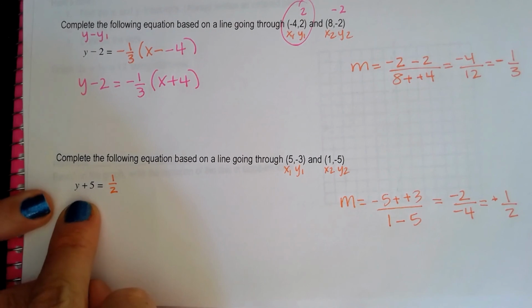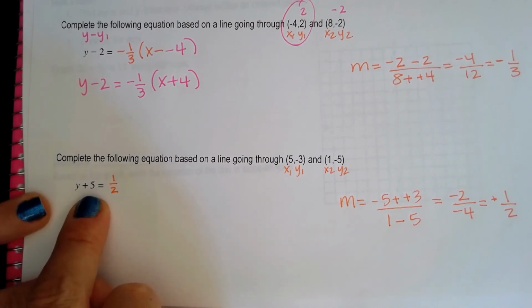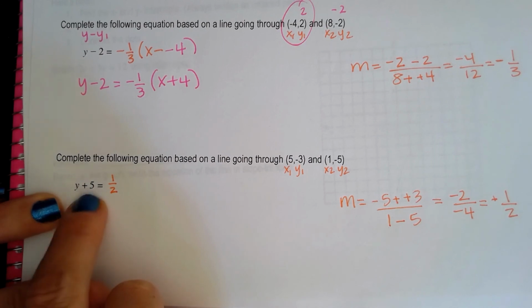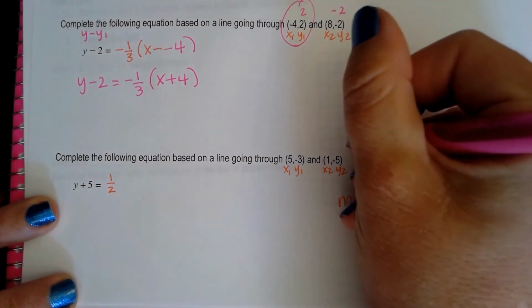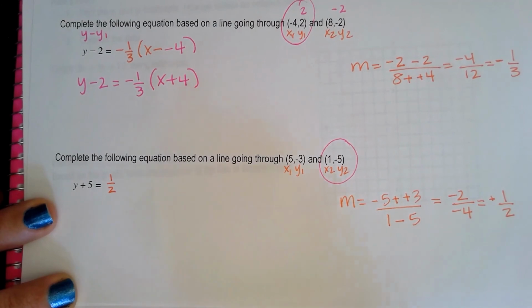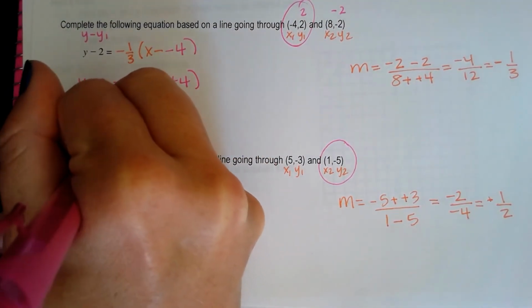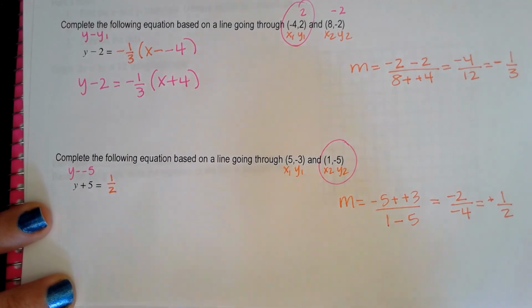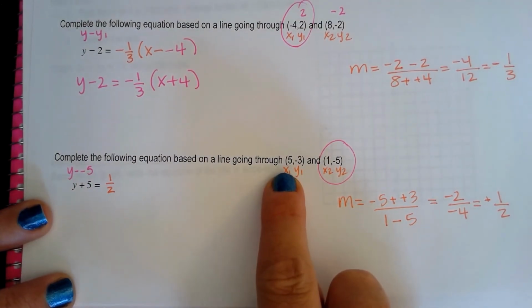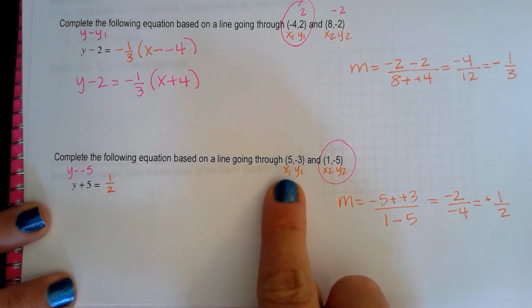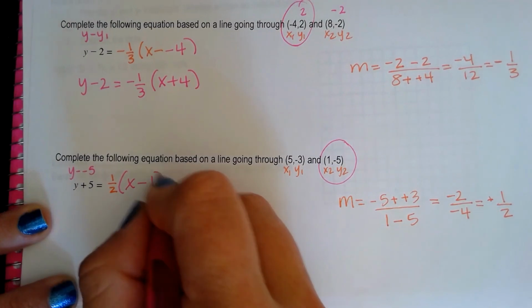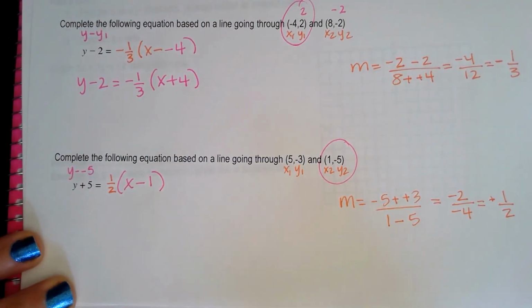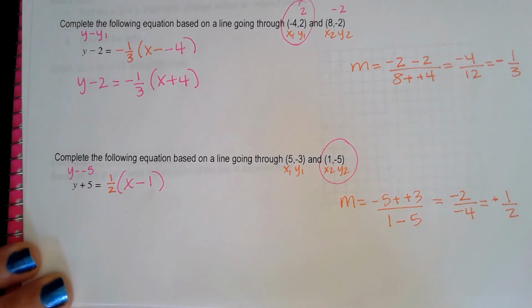So here I have y plus 5. So the y value has to be a 5. Which ordered pair, first of all, has a y value of 5? Had to be the right one, right? And that would be y minus negative 5. So the left one, the x value was a 5, so that wouldn't have even worked. So then this would be x minus the x value of 1. So you should have had y plus 5 equals 1/2 times x minus 1.